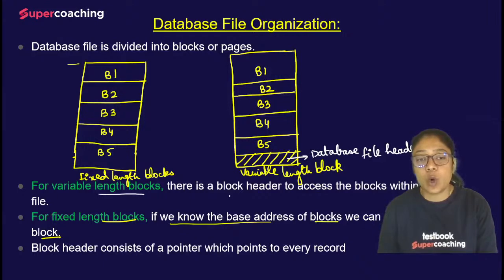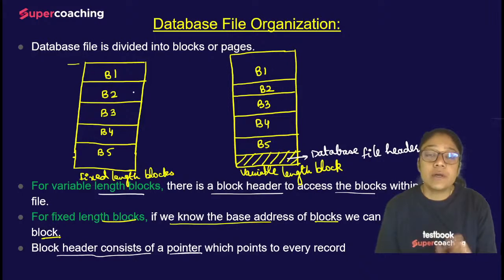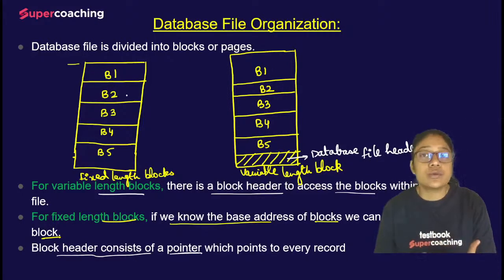For variable length blocks, there is a block header to access the blocks within the database file. And this block header, the block header that we are talking about, consists of a pointer which points, this is about the database file. Further in the blocks, we are going to store the records.